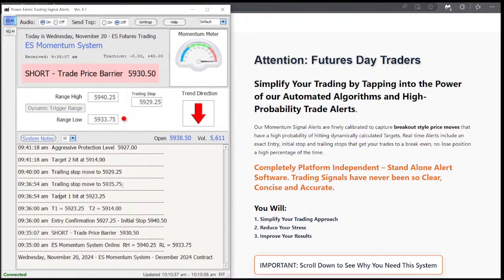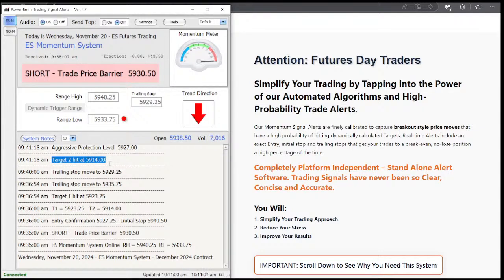When target 1 gets hit, the trade is at break even. And so basically we have this system calibrated so that target 1 is going to be close enough in that it gets hit like 70-75% of the time so that we can get our trades to break even. And then when the price hits target 2, well, hey, that's a big winning day.